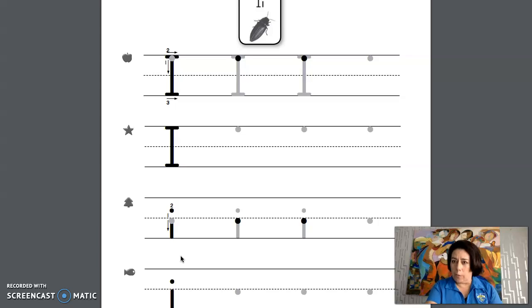So this is what you have to do, okay? You just have to trace with your pencil, follow the numbers. For example, 1, 2, 3. And here we go again, 1, 2, 3. Okay, and you keep going.